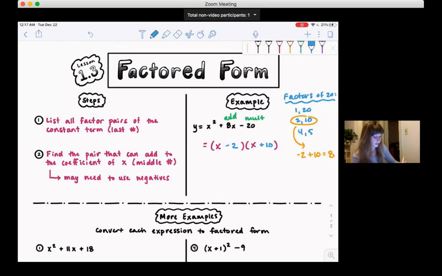And we could quick check our answer by doing a little FOIL in our head. So x times x is x squared. We would get 10x minus 2x, that gives us 8x, and then minus 2 times 10 gives us the minus 20. So we did it right. All right, let's do some more examples of factoring.